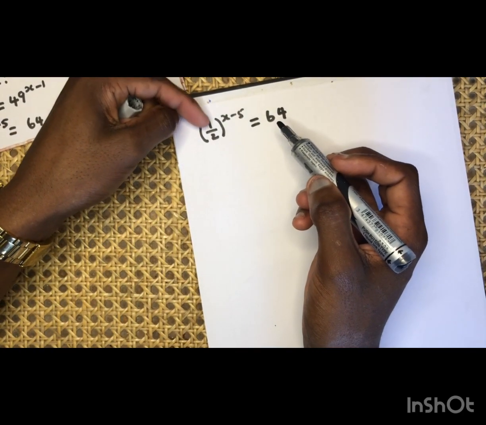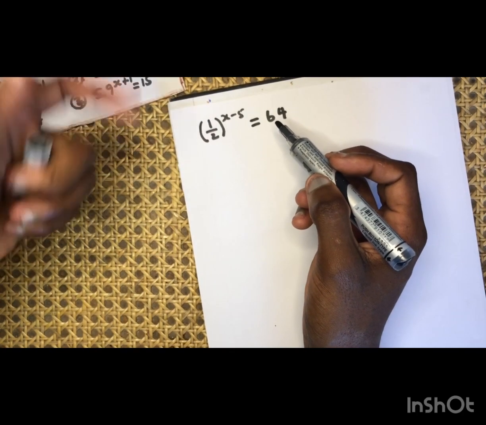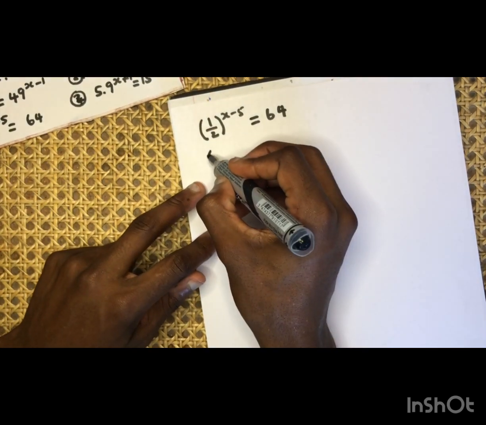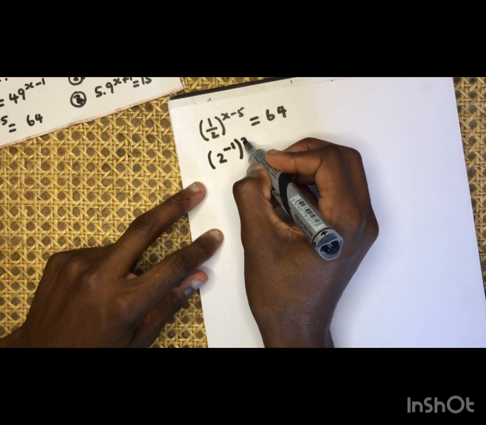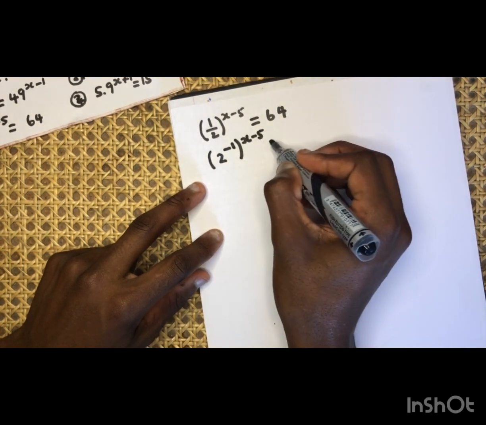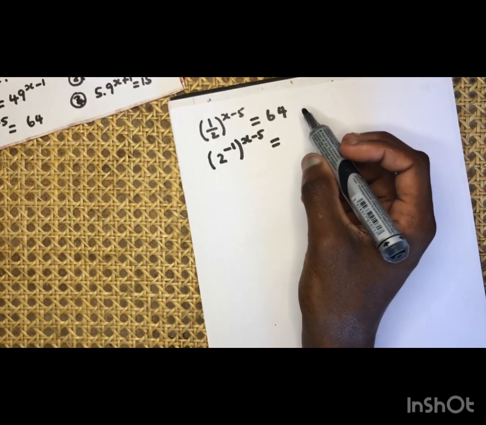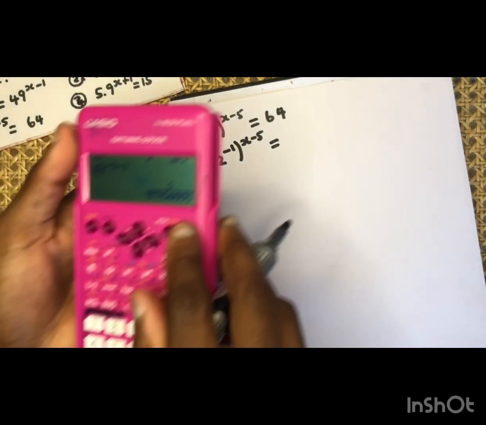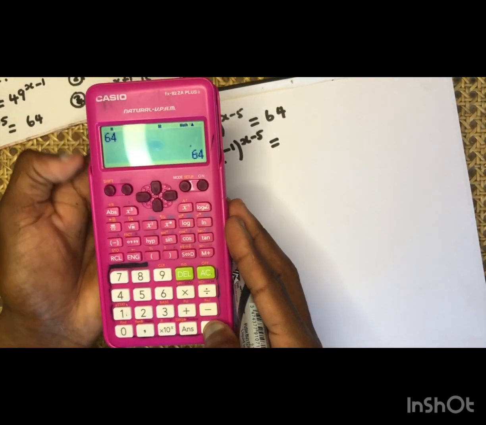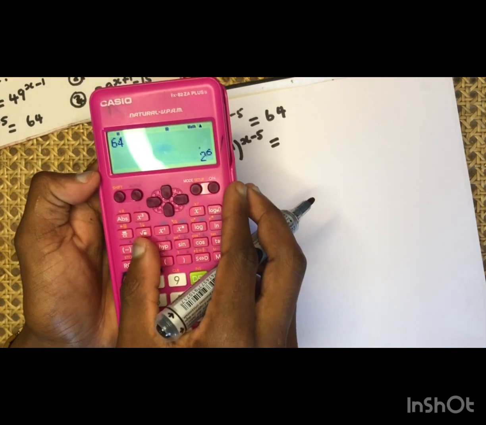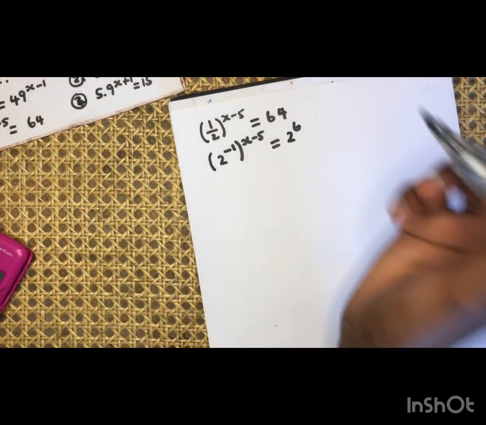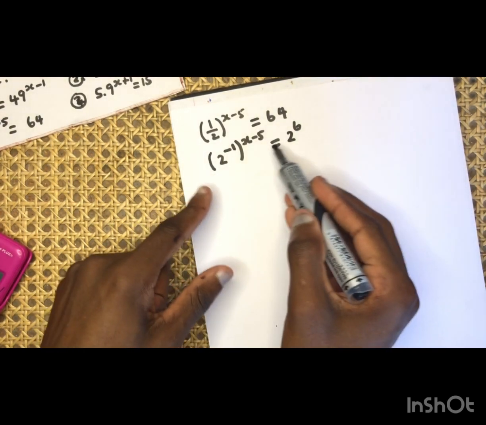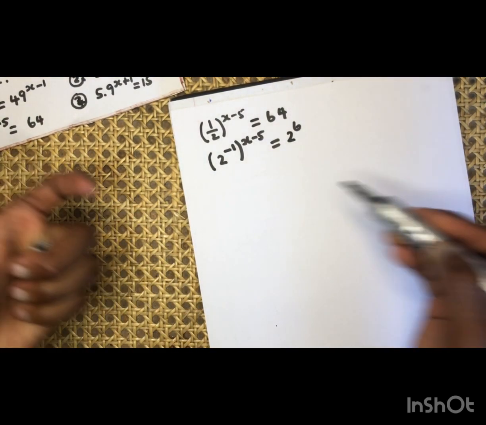Can you see that we have 1 over 2? We can write this one in negative form, which is the same as (2 to the power negative 1) all to the power of x minus 5 equals. Let's find the prime base of 64. If you press 64, then press the equal sign, then press shift, then press fact. It's 2 to the power 6. Now I'm happy because I can see that my bases are going to be the same.